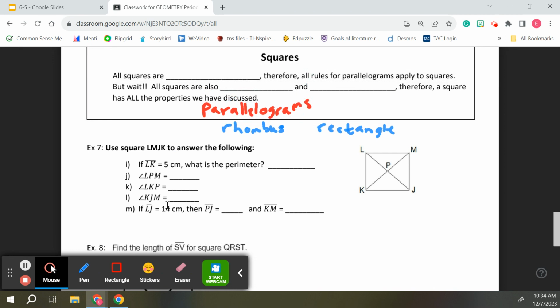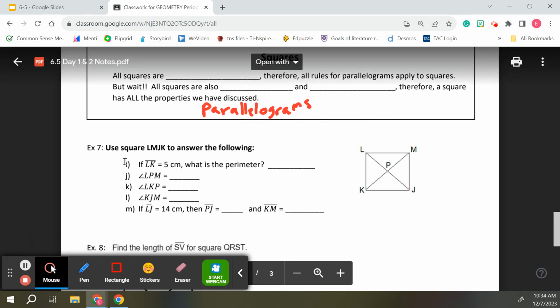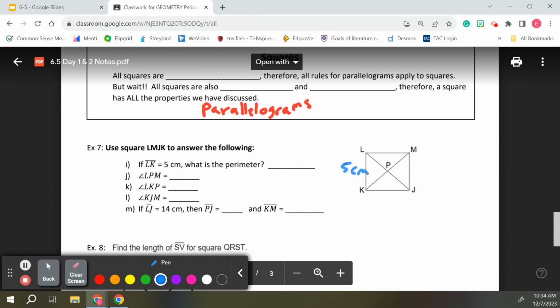So let's take a look at example 7 here. This says use square LMJK to answer the following. If LK is 5 centimeters, what is the perimeter? Who can tell me? Perimeter is adding all the sides. And all the sides are congruent in a square, so it's 20. Yep, 20 centimeters. They're also asking for the measure of LMP.